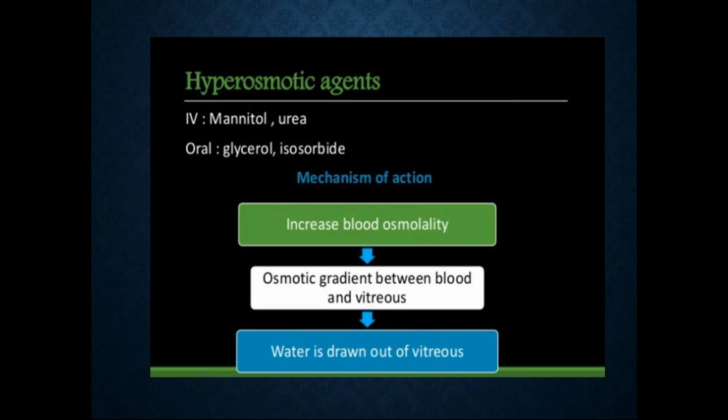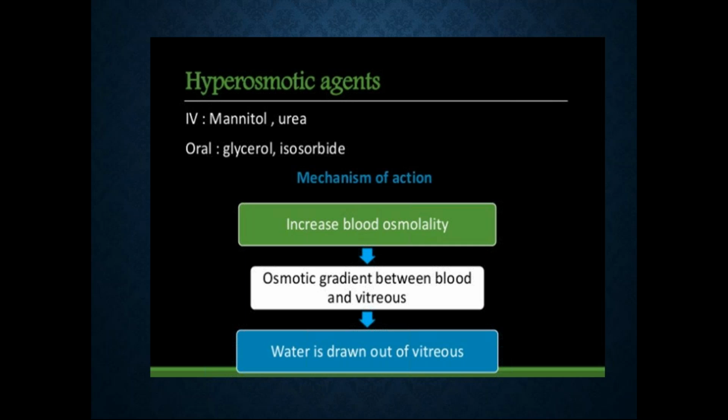Now coming to the next group of systemic drugs, that is hyperosmotic agents: mannitol, urea, which are IV always. Oral is glycerol or isosorbide. So how do they act? They increase the blood osmolality. An osmotic gradient between blood and vitreous will be there, so water is drawn out of the vitreous. This is not an action on the aqueous humor. This is the action on the vitreous. So it will take the water off from the vitreous.